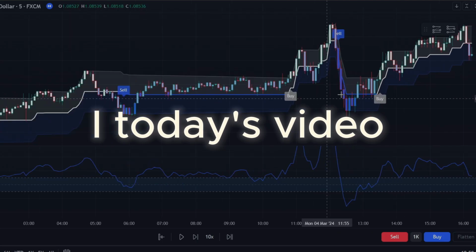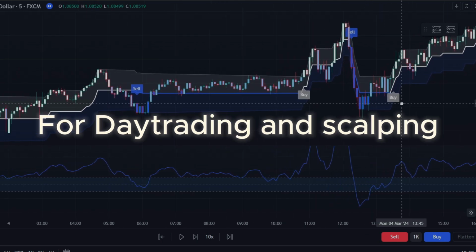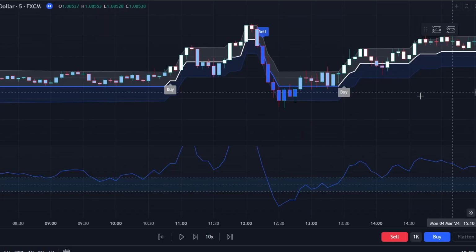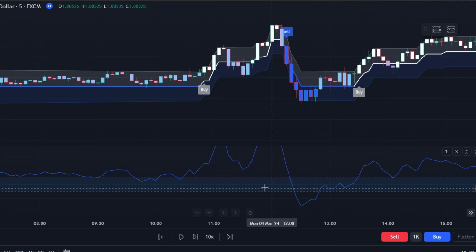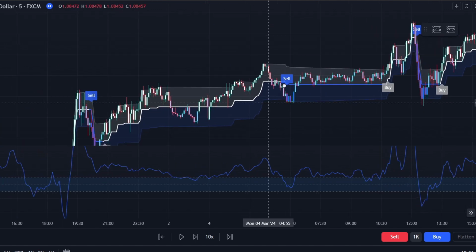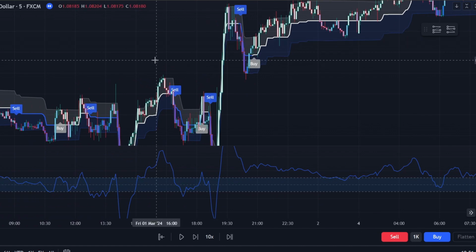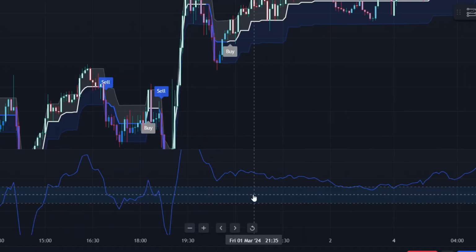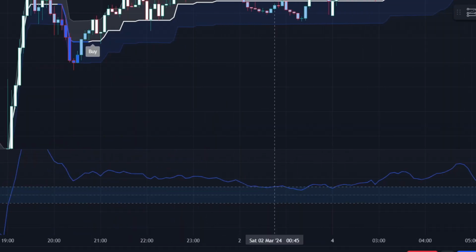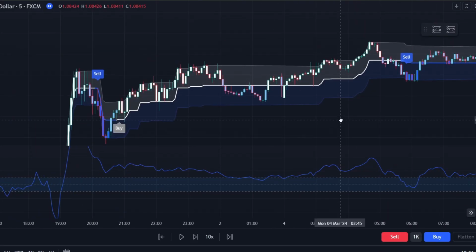In today's video, we will backtest the most powerful strategy for day trading and scalping. This strategy avoids the range market, finds trend markets, and gives buy and sell signals in trend markets. The second indicator is a confirmation indicator that avoids lots of false signals. Let's go to the setup.